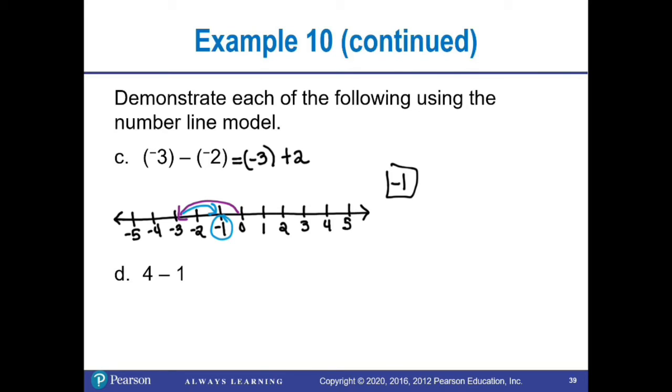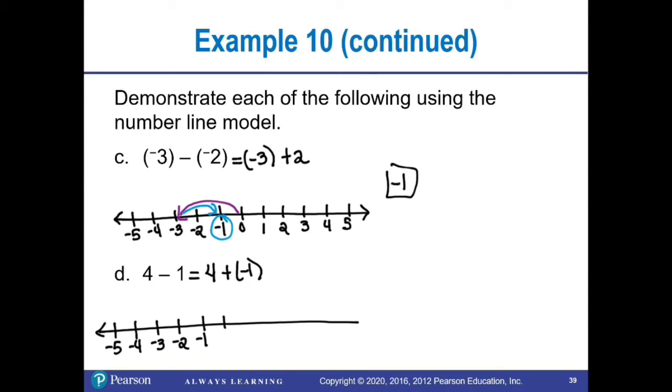For part D, we have 4 minus 1. So this is the same thing as 4 plus -1. Draw your number line. Count from about -5 to about 5 in most cases. To represent 4, we start at 0 and we jump to the right 4. Then plus -1, that tells me to jump to the left 1, and notice we land at 3. So 4 minus 1 is 3.